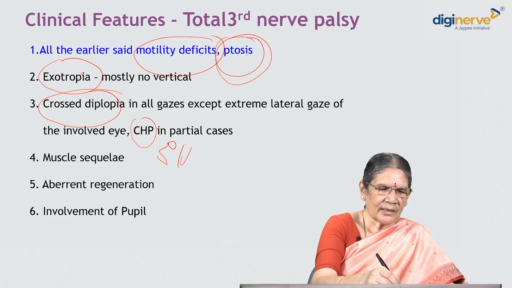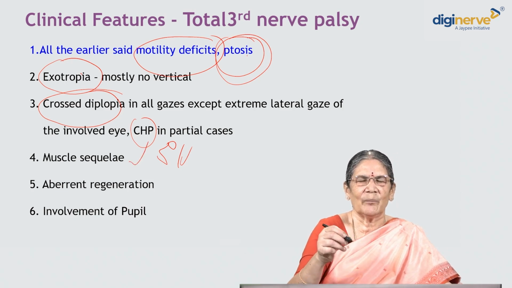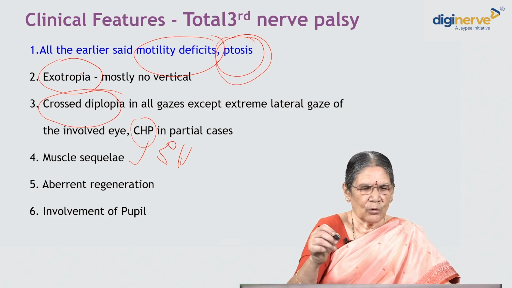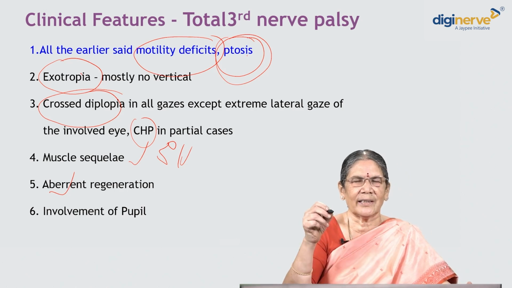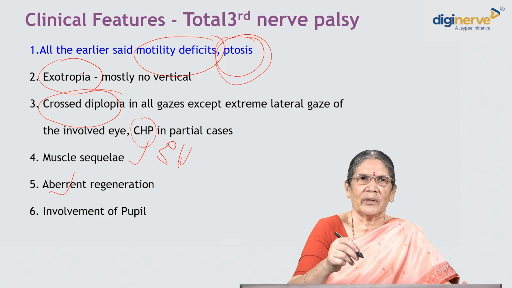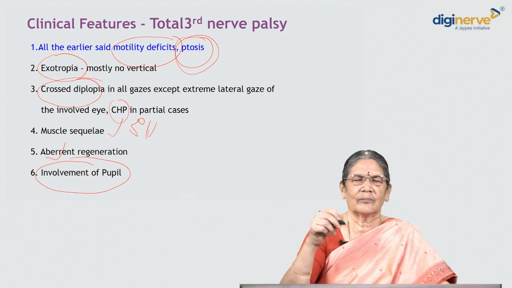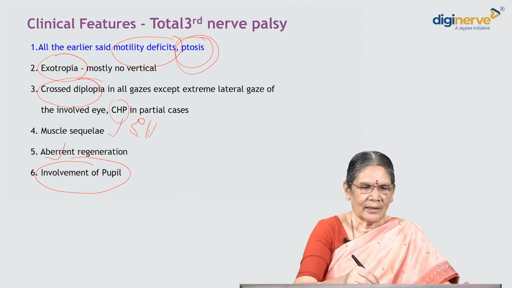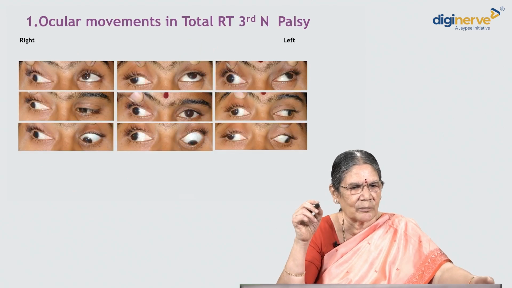So, because of all these things, next you get muscle sequelae. We know what muscle sequelae is and what the things to look for are. And the next important finding is aberrant regeneration. This is also quite common while the third nerve is regenerating. And then the status of the pupil, whether it is smaller, whether it is dilated, and accommodation weakness, all these things can be there as clinical features.